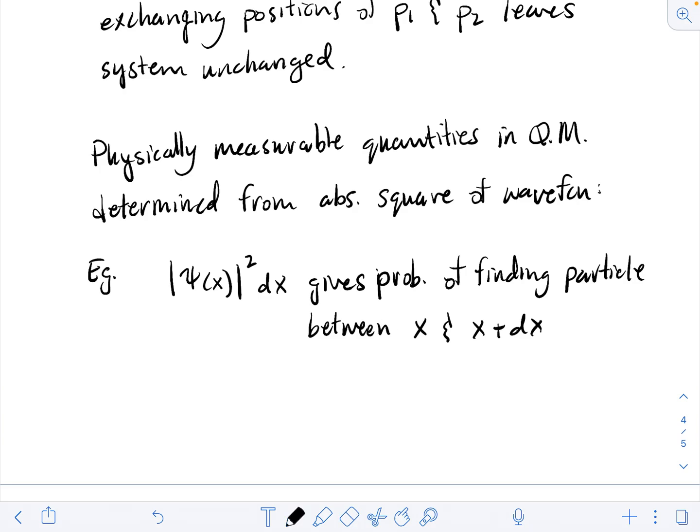You could set up a system in an identical way over and over again, and then at some moment in time you measure the position of that particle and you repeat that measurement over and over. You can make a probability distribution of finding the particle between x and x plus dx, and that physically measurable quantity is proportional to the square of the wave function.